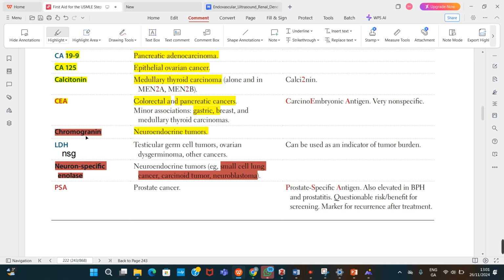So, chromogranin, neuron-specific enolase, what's it called?